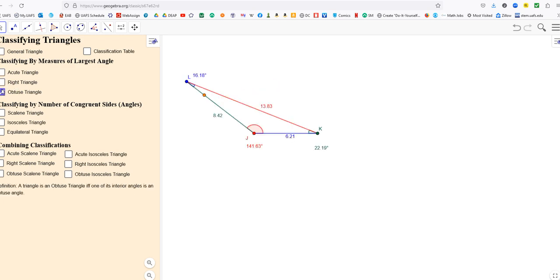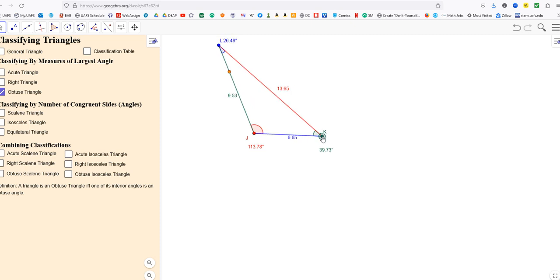Here's an obtuse triangle. This is set up so that this angle has to be 91 degrees or larger. And then this can be moved out so that the other angles stay such that we always have an obtuse triangle out of it.